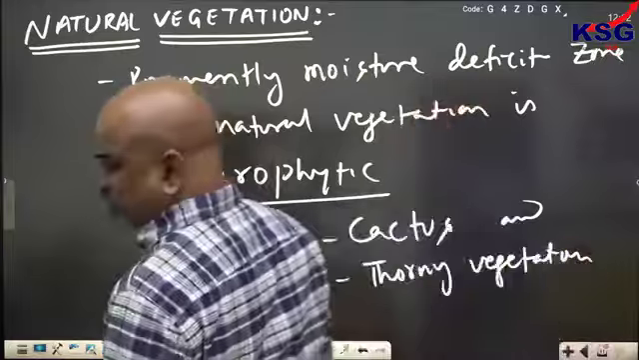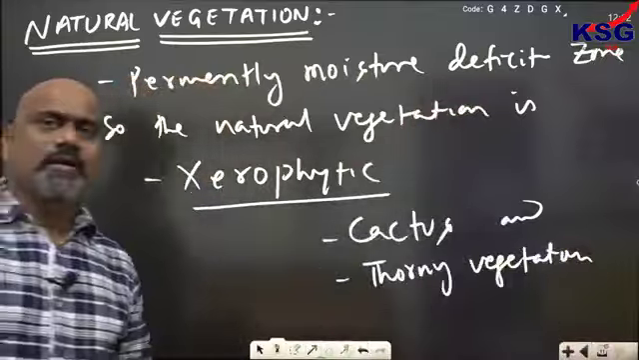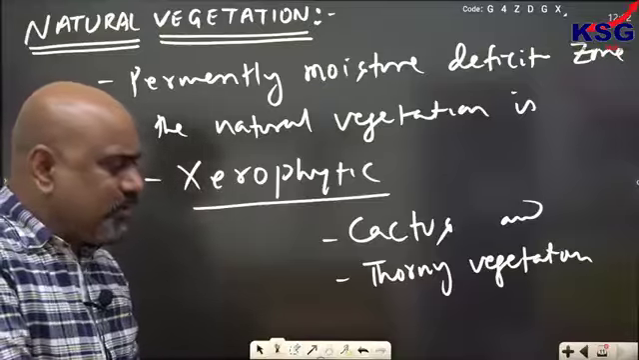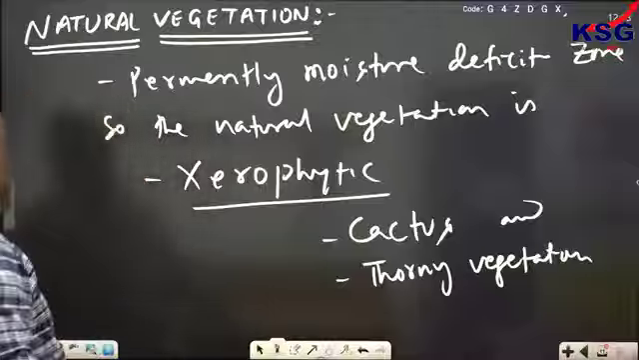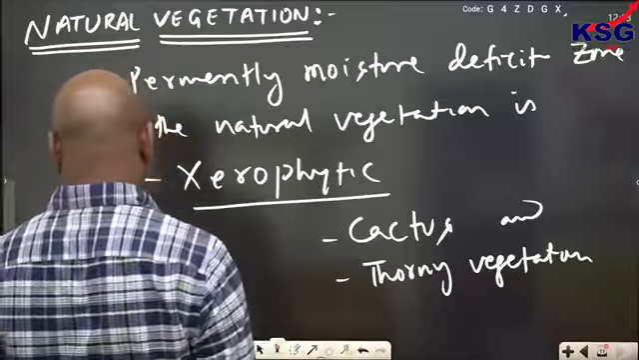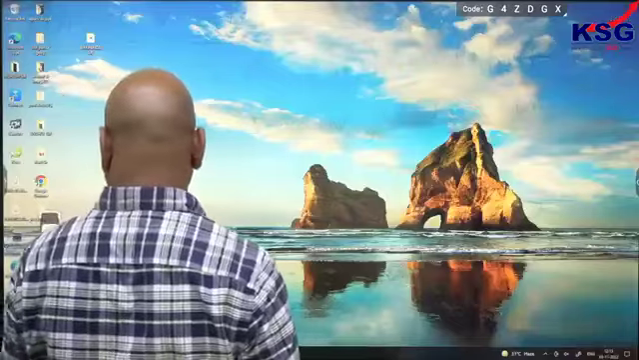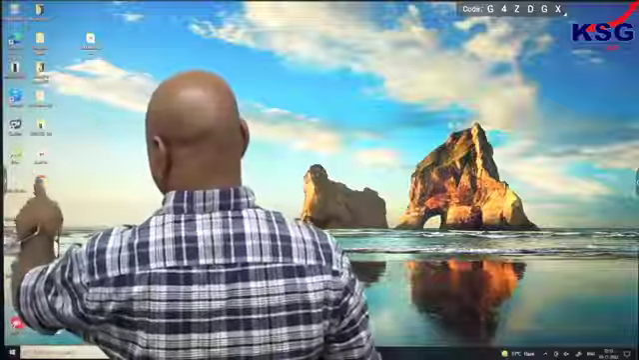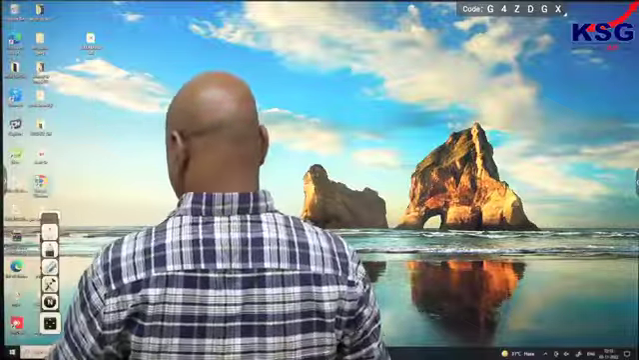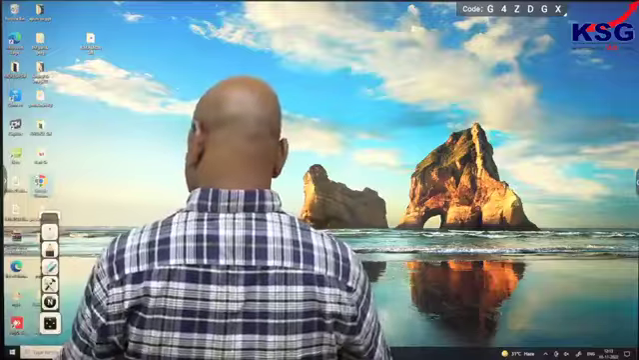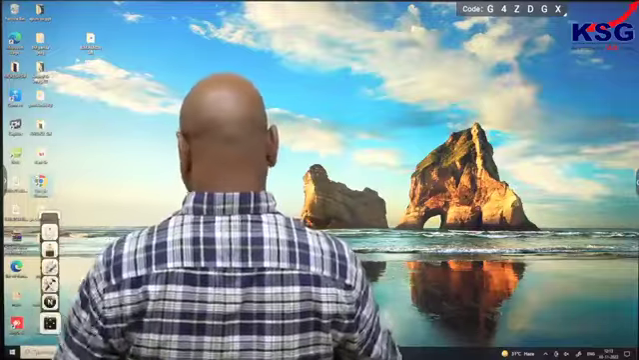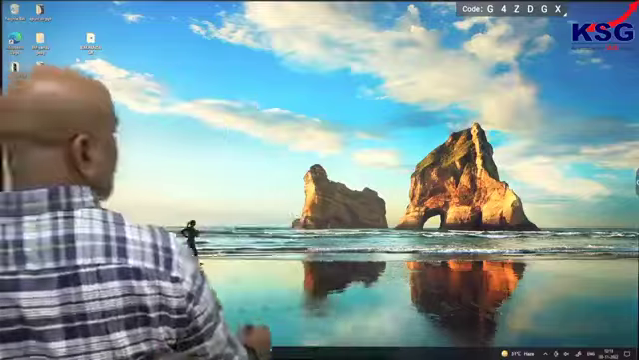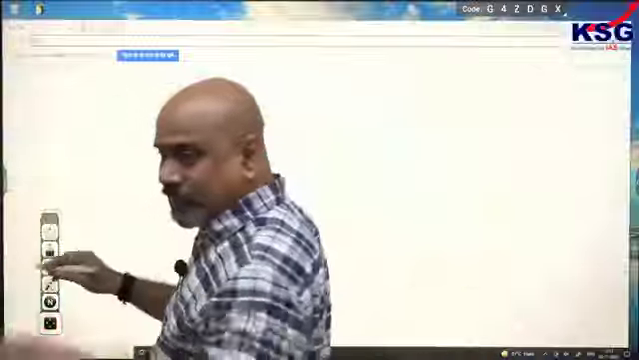Cactus and thorny vegetation. जो कांटे वाले है ना उस टाइप का होगा. Cactus, नागफेनी, have you seen cactus? We have the cactus and thorny vegetation here. Very interestingly, in these regions you have the cactus and thorny vegetation.